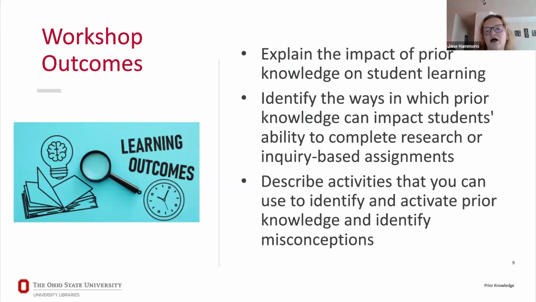What we're going to be doing today is we're going to first take a really big picture look at the impact of prior knowledge on student learning. And then we're going to try to bring that into more focus and think about the relationship between prior knowledge, research, and information literacy. So kind of bring that focus back together. Then I'm going to share a bunch of different activities that you might be able to use to help either identify or activate students' prior knowledge.